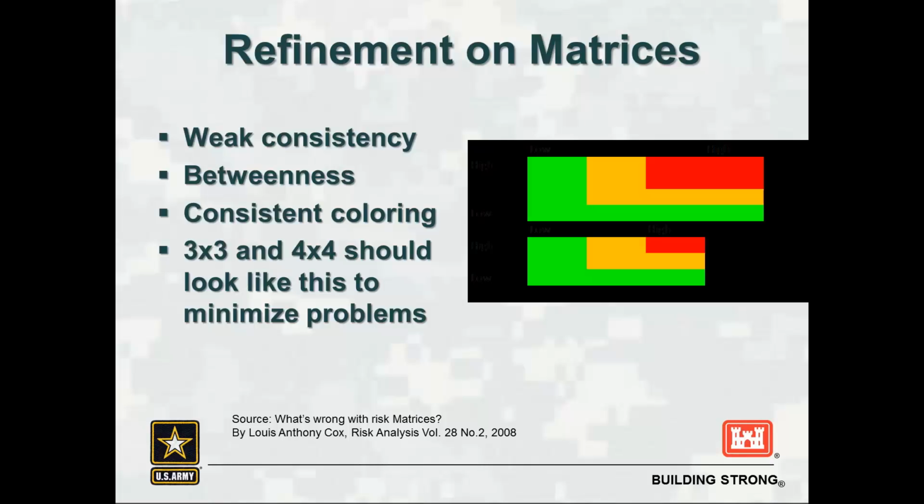There has been some refinement of thinking on these risk matrices. Tony Cox produced a seminal article, What's Wrong with Risk Matrices, and he argued rather persuasively that these three conditions here, weak consistency, betweenness, and consistent coloring, should at least be followed, and that would lead to 3x3 and 4x4 matrices that look like this.